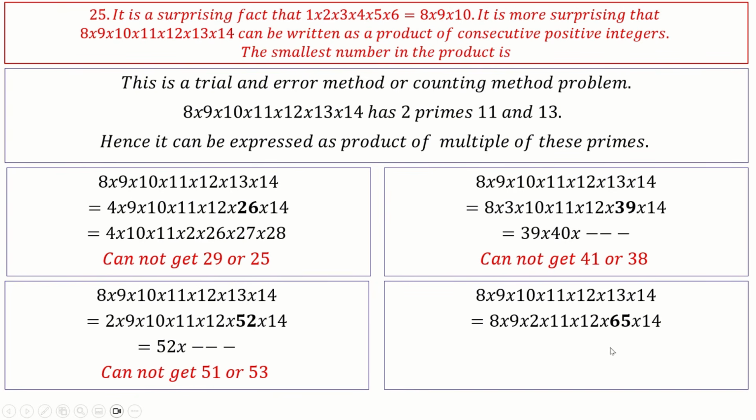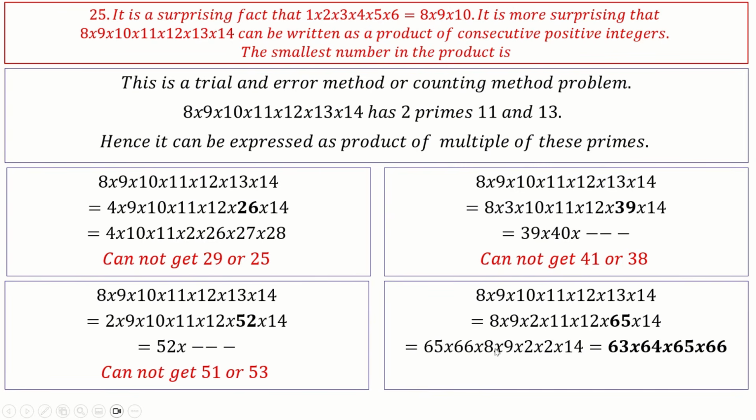If I take 65, then 66, 64, 63, 62. So many options I have, right? So let's make it. 65 is there. 66 I can make 11 into 6. Then 64 I can make, not 14 into 6, 64 I can make 8 into 8 actually. So 65 into 66 into remaining is 8 into 9 into 2 into 2 into 14.